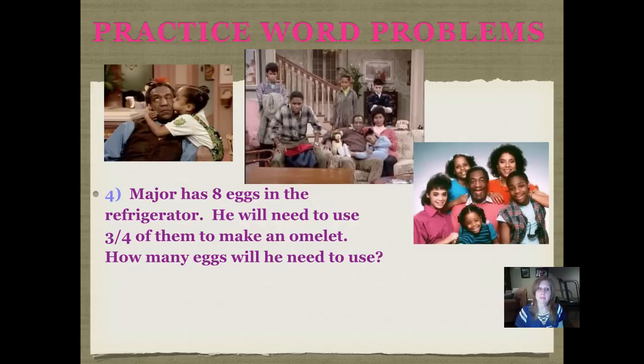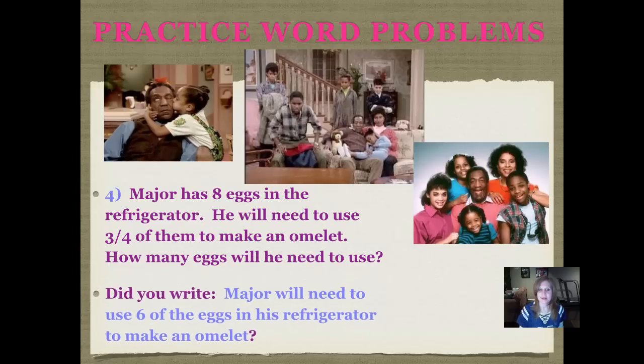Number 4, Major has 8 eggs in the refrigerator. He will need to use 3/4 of them to make an omelet. How many eggs will he need to use? So think about how we're going to write that as a multiplication problem, and pause this and push play when you're ready. Did you write Major will need to use 6 of the eggs in his refrigerator to make an omelet?